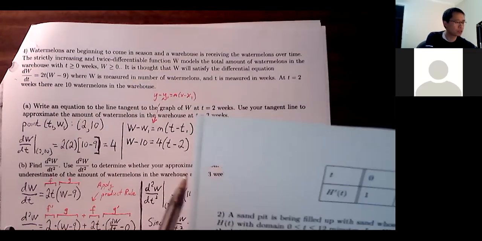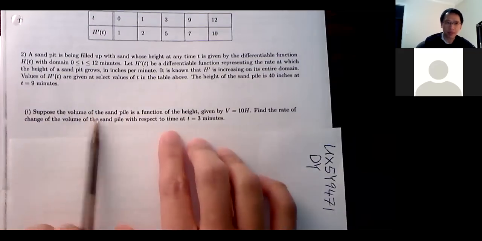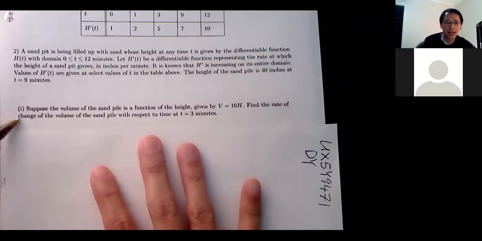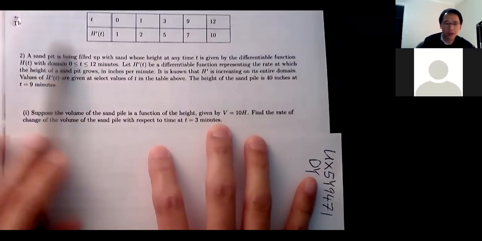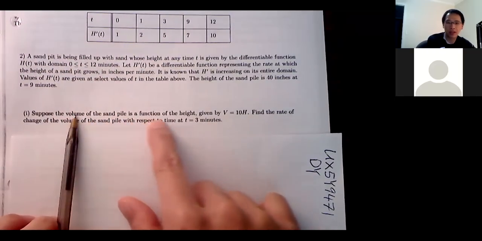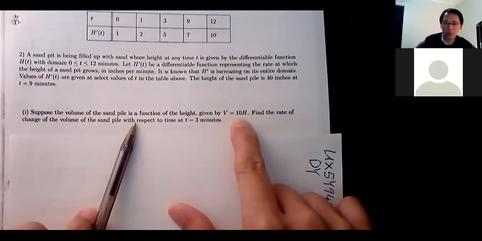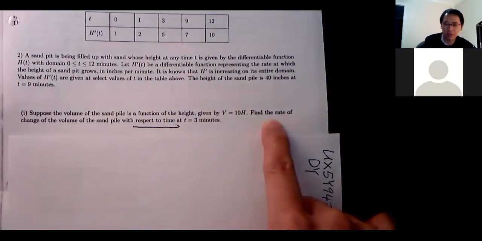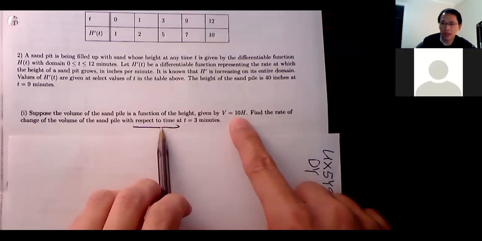So let me show this to you here. This goes back to that sandpit problem. And this is one part that I didn't put on because I didn't have room, but I'm glad you brought that up, Caitlin. So this is what we're going to do. Okay, let's look at this problem here. There's a sandpit problem that we did for number 2, and let's say part I says suppose the volume of the sand is given by V is equal to 10H. Find the rate of change of the volume of the sand with respect to time. So notice that anytime you see any respect to time problems, and you're given an equation, that's a hint that we got to do related rates.